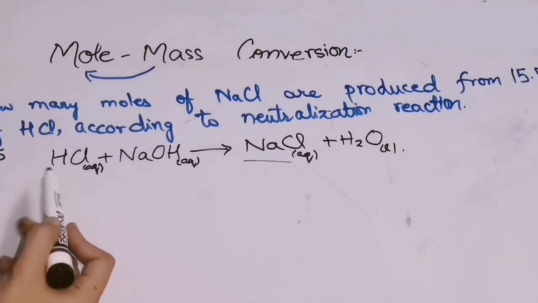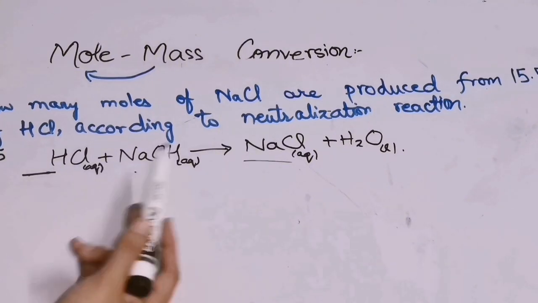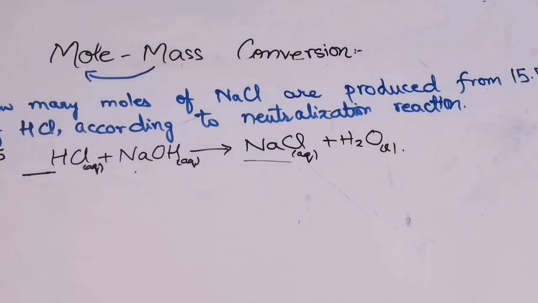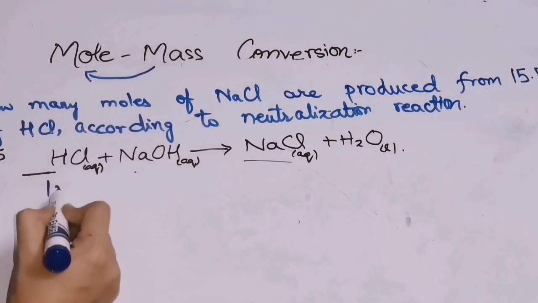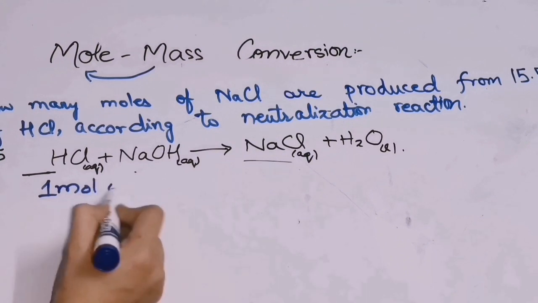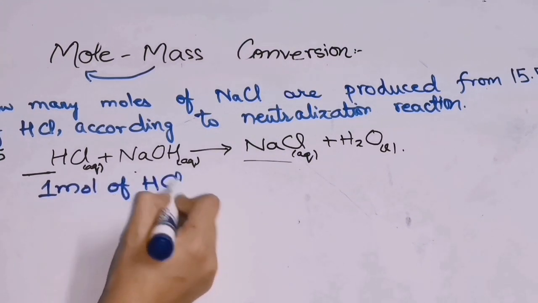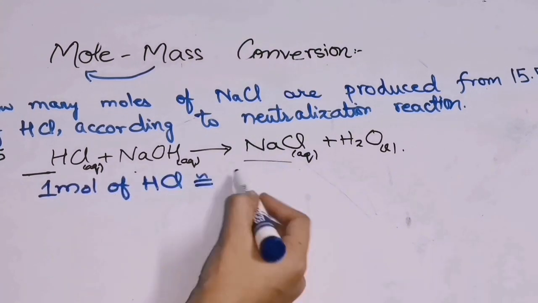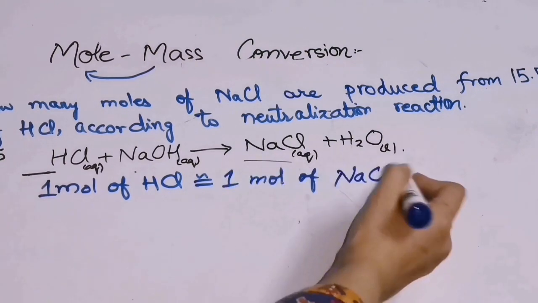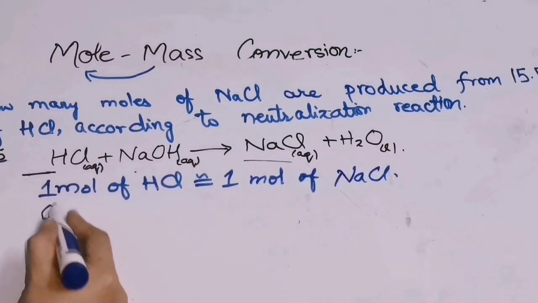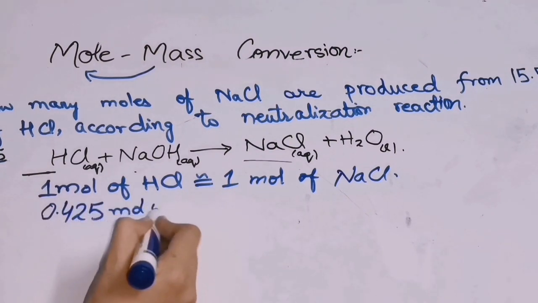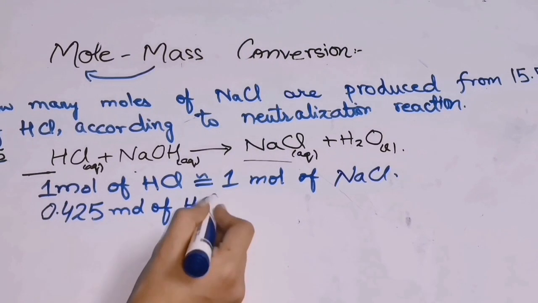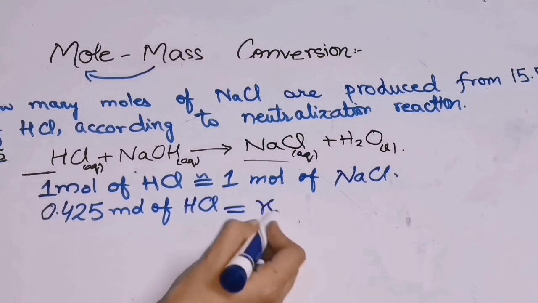Now first of all see how many moles of HCl reacted with NaOH to form NaCl. Only 1, right? And how many NaCl are produced? Only 1 mole. So we can write over here 1 mole of HCl equivalent to 1 mole of NaCl. We will write over here 0.425 mole of HCl is equal to X.